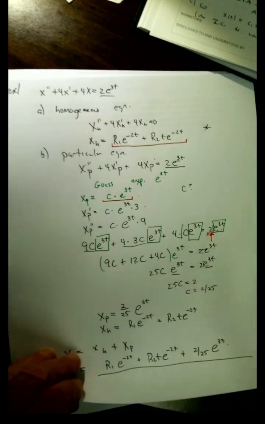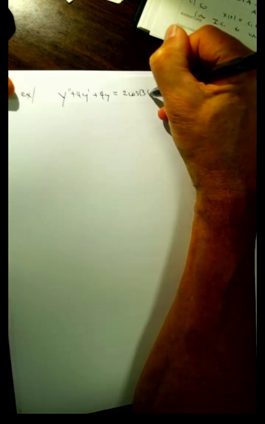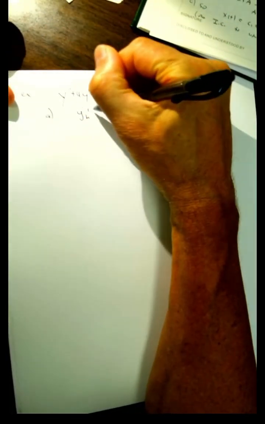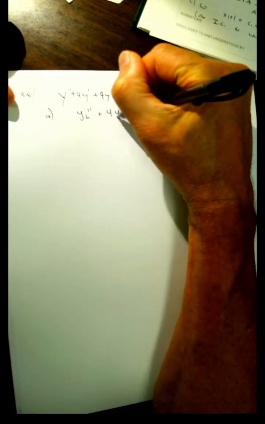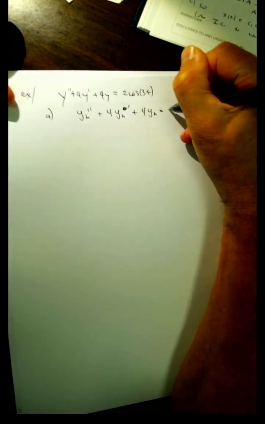Let's do another example. Let's do y double prime plus 4y prime plus 4y is 2 cosine 3t. First thing, homogeneous solution. My homogeneous solution is going to come from the same equation, only I'm going to have a 0 instead of whatever I have on the right-hand side.